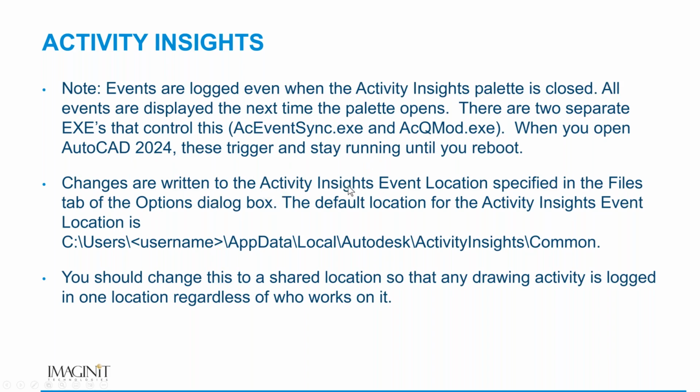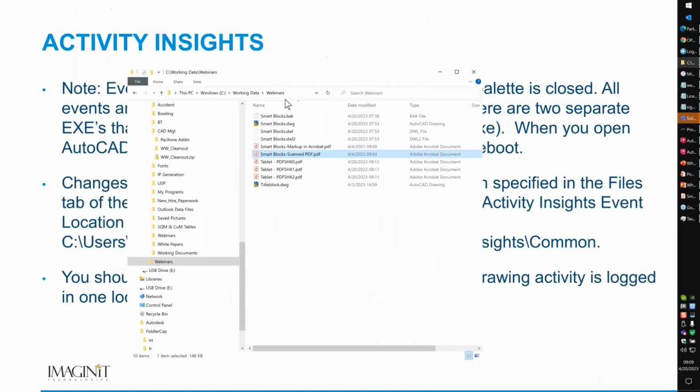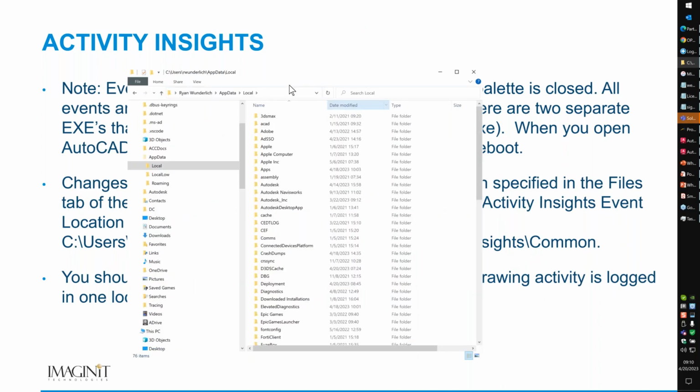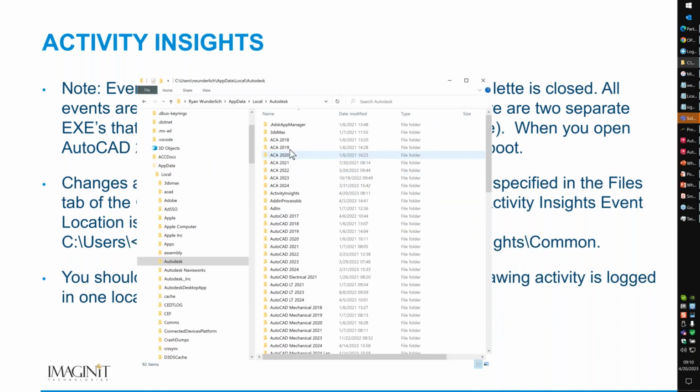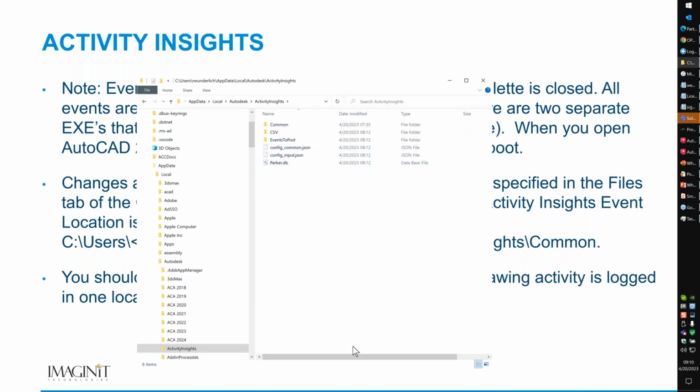Changes are written to the Activity Insights event location specified in the Files tab of the Options dialog box. So the default is going to be on the local user's machine for themselves. And that actually looks something like this. All right, and it's app data local Autodesk Activity Insights. So this is all it is.